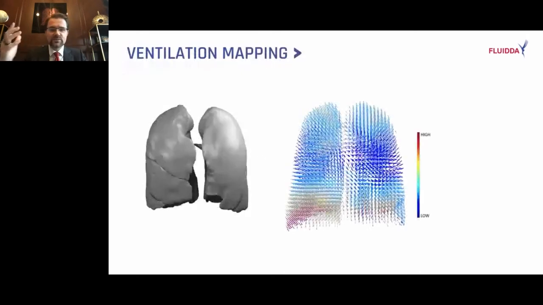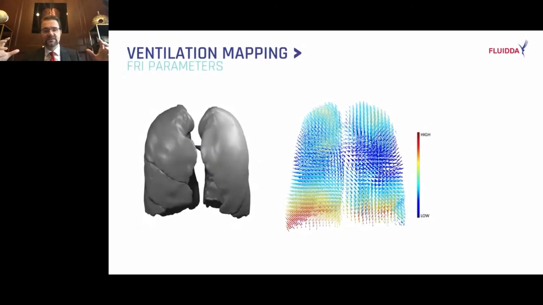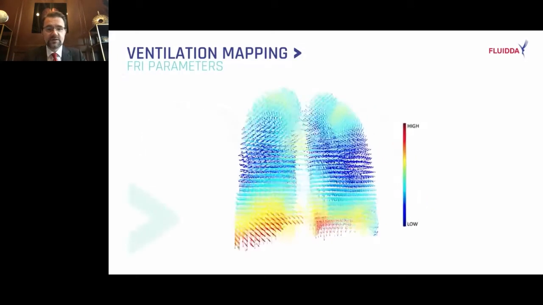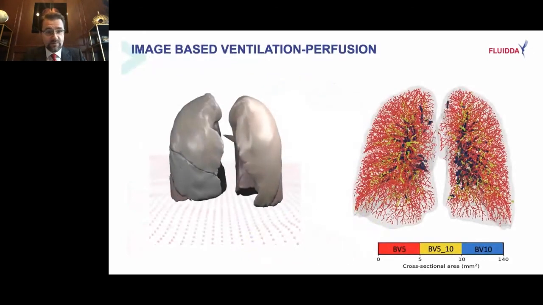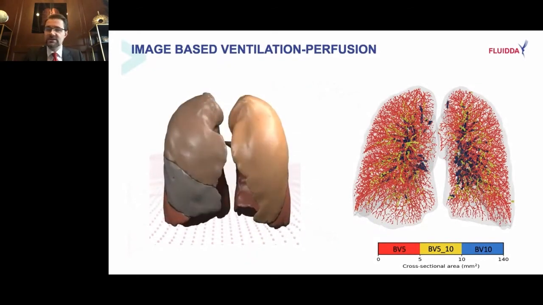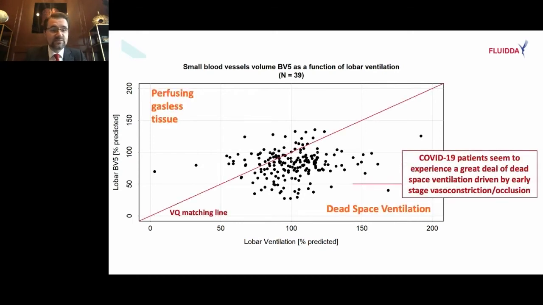But if you have inspiratory and expiratory scans, we can also look at regional ventilation. So you can look at the expansion of the lobes. You can look at the regional changes in voxel positions, which reflects regional ventilation. And of course, if we combine this with the vessel assessment, we can have an indication of VQ matching and VQ mismatching. So we can come up with a graph like this, where on the horizontal axis, we have the lobar ventilation expressed as percent predicted. So 100% is normal.